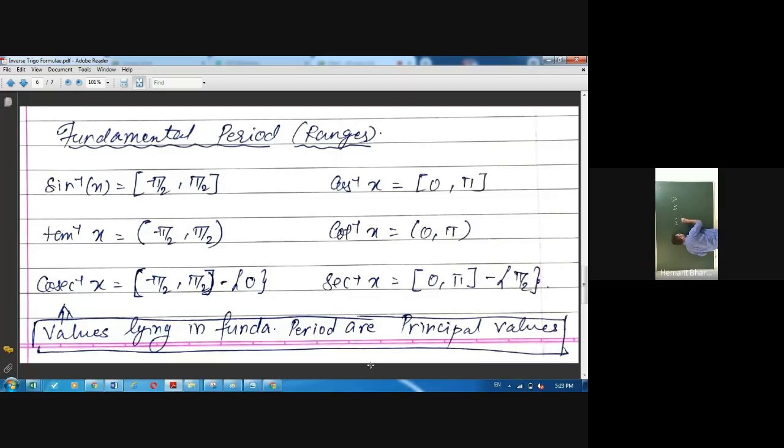Similarly, for cos inverse of x, the range will be 0 to pi. So this is called the fundamental period, between 0 to pi. So the values which are going to lie between 0 to pi, those values will be called principal values. All other values will be called general values.